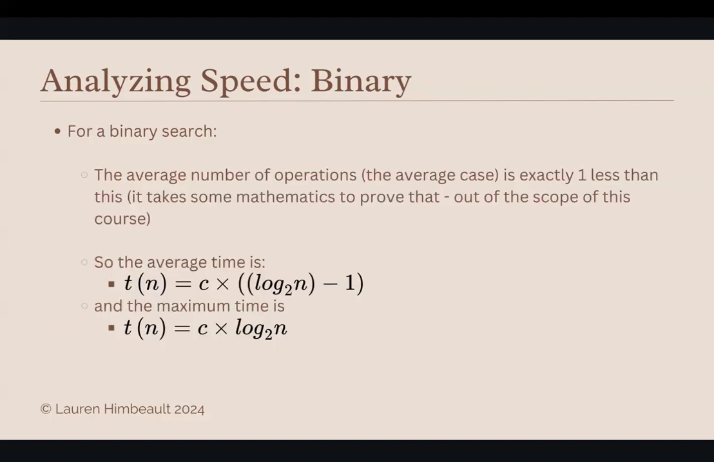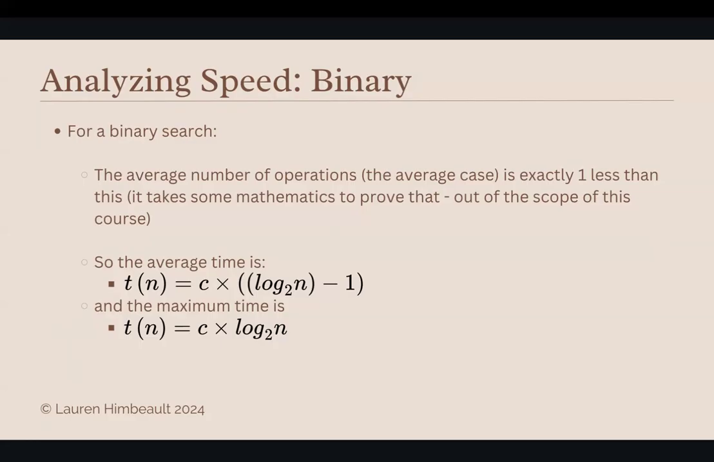So when we want to talk about this in terms of T of n, the average number of operations is going to be exactly one less than that value. And there's some math that we could do to prove that that's the case. But for right now, you're just going to take my word for it, that the average time for T of n is some constant time C times log base 2 of n minus 1. So we just add that minus 1 to it. And again, for right now, you're just going to take my word for why that's the case.